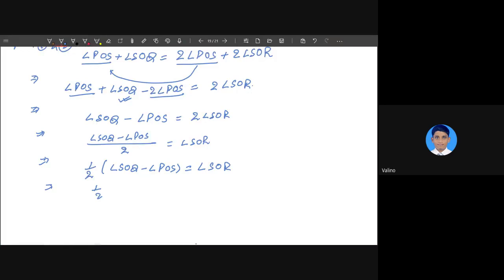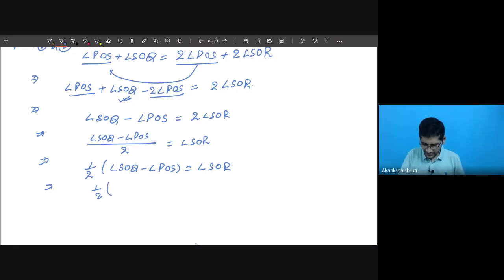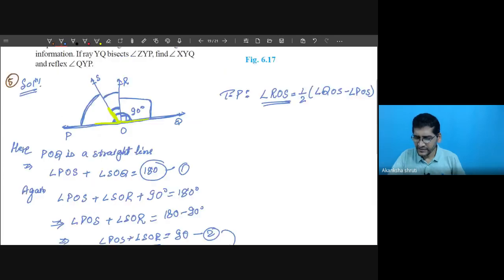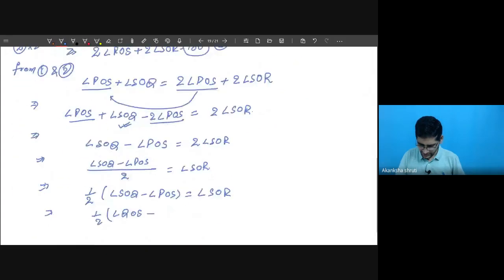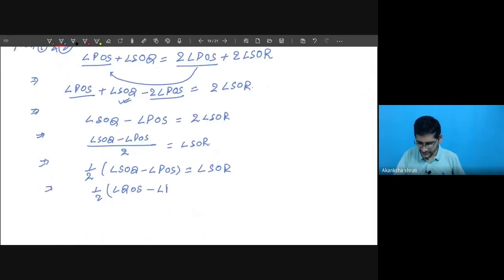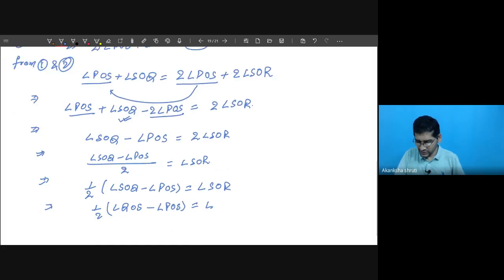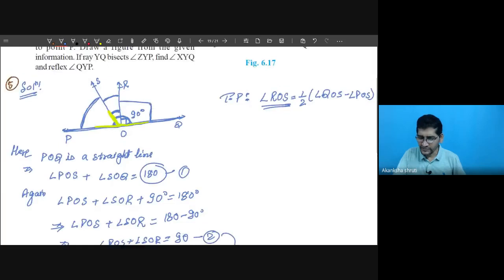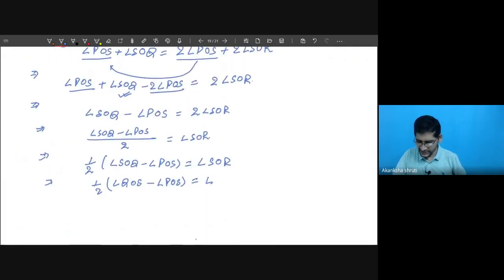So just write in the terms as it is given. So angle QOS minus, what is the other? POS, they are using POS. Yes, we have also written in terms of angle POS. And on the right hand side SOR or ROS mean the same thing. So rewrite it as angle ROS. Okay. So this way it is proved.